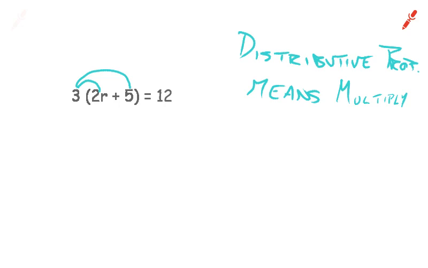The number of times I see a student tell me 3 distributed in, and they add the 2 numbers, makes me want to cry. You don't want to add these numbers. You need to multiply them. So when I add these in, I've got 3 times 2, which is 6, 3 times 5, which is 15, equals 12.